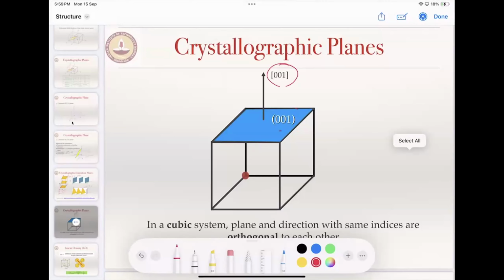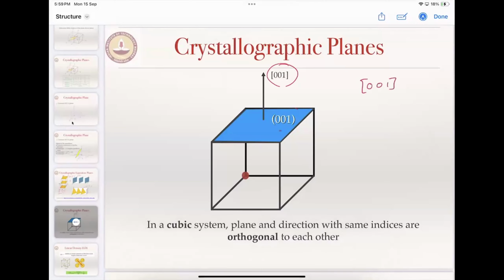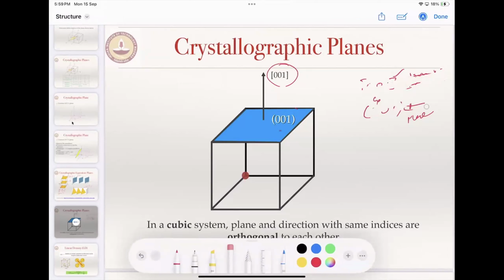And if I say in future 0, 0, 1 in a cubic crystal represented by this, I am talking about this plane and that direction. By looking at the enclosures, you should be able to find out what I am referring to. Correct? All right. So this is a very important observation as far as cubic systems are concerned.